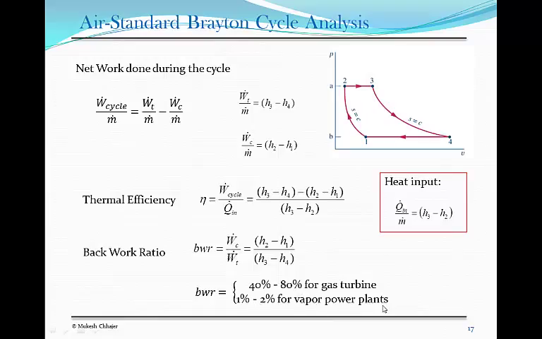which uses steam, where the back work ratio is 1 to 2%. That means for 1 horsepower that you put in, you get 100 horsepower out, or for 2 horsepower that you put in, you get 100 horsepower out. So this back work ratio is much smaller. That means you need to put in a lot less to get a lot more out, and that's why steam is a more commonly used working fluid, because it gives you better efficiency.